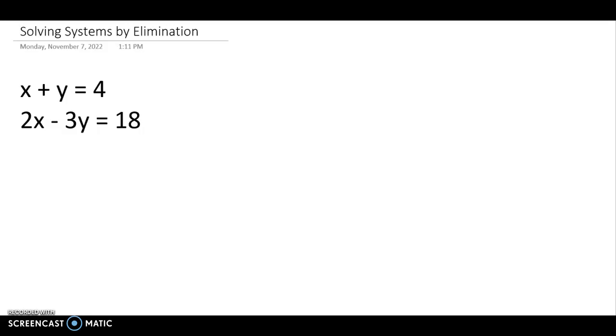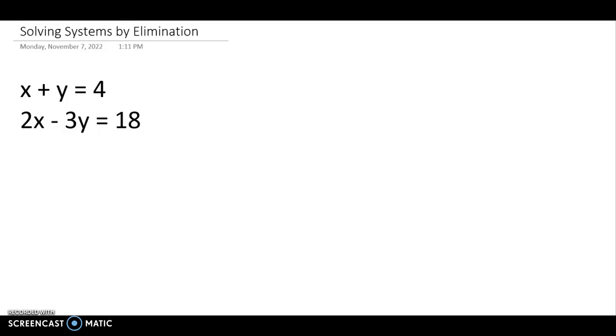Hi everyone. Today we're going to look at solving systems of equations by elimination. Now keep in mind that you can solve a system of equations many different ways. You could graph them and see where they intersect. You could use the substitution method, or you could use the elimination method.